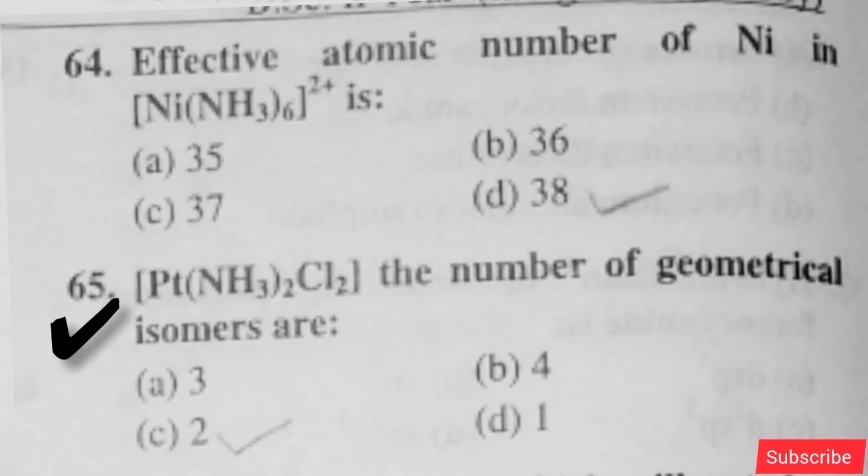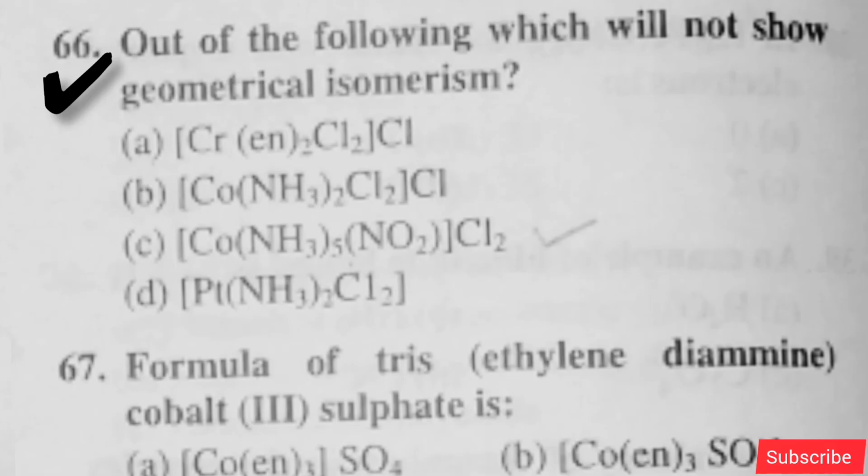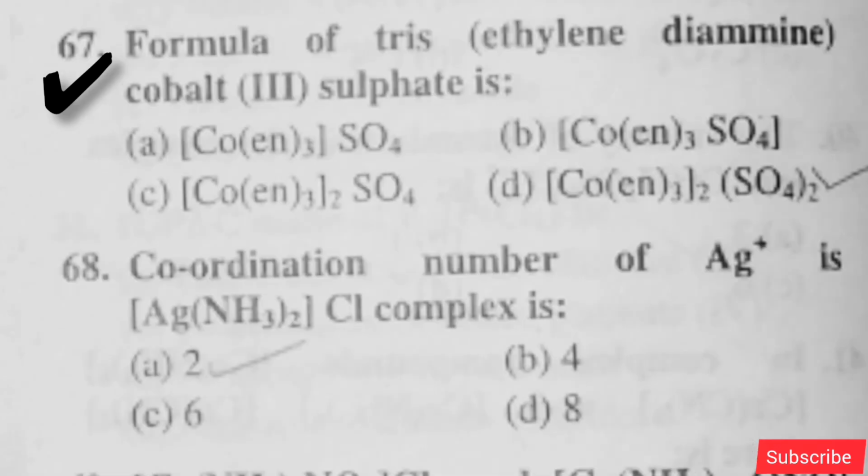Question 65: in this, the number of geometrical isomers are. Option C is right. Question 66: out of the following which will not show geometrical isomerism. Option C is right. Question 67: formula of triethylenediamine cobalt(III) sulfate is option D is right.